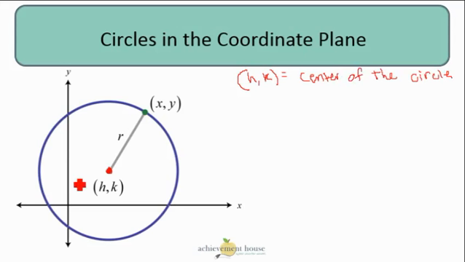We also know that a circle has a radius, and that radius is the distance from the center of the circle to any other point on the circle, because we know a circle is a collection of points that are equidistant from a certain point. That certain point is the center. All the other points on the circle are equidistant from that point.